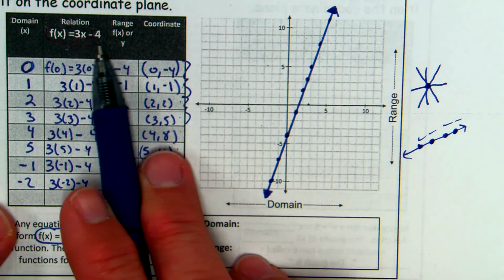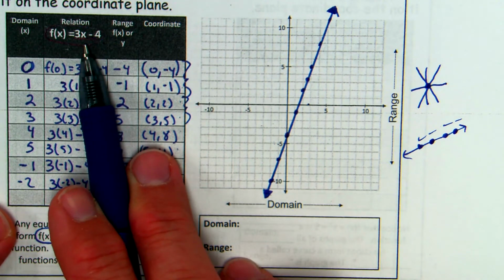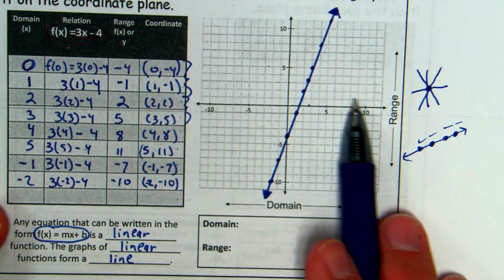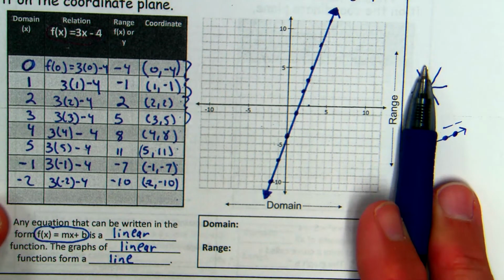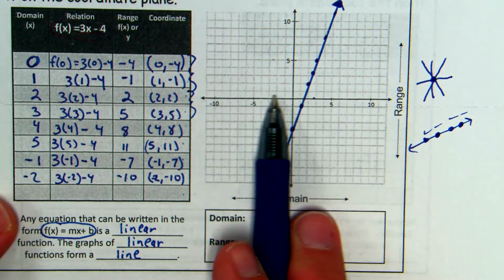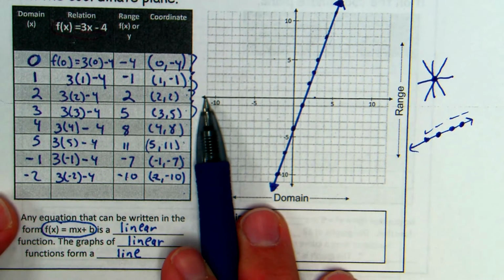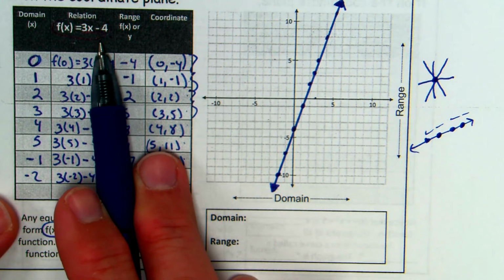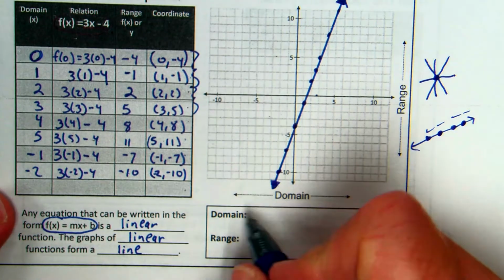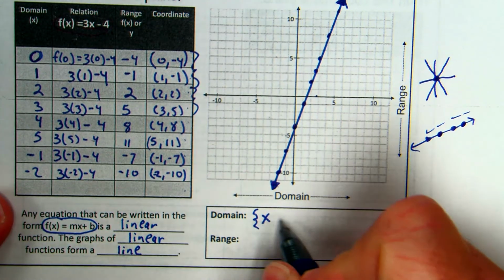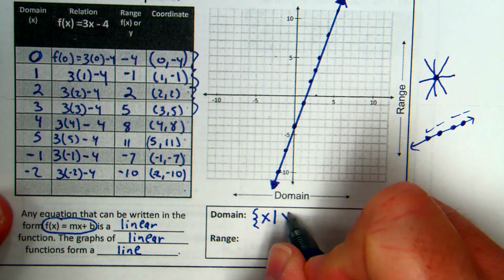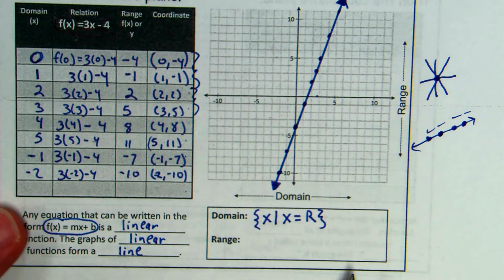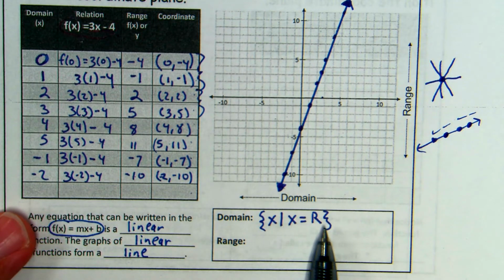If I put in a 10, I get 26. If I put in a 100, I get 296. If I put in 1,000, I get 2,996. No matter how big a number I pick, it's always going to match to something. No matter how small a number I pick, it's always going to match to something. Notice the graph continues moving to the left. If I put in negative 1 million, I get negative 3,000,004. Because of that, we say that our domain is all values of x will work as long as those x's are real numbers. Remember, real numbers are just any number that can be found on a number line. All x as long as x is a real number.